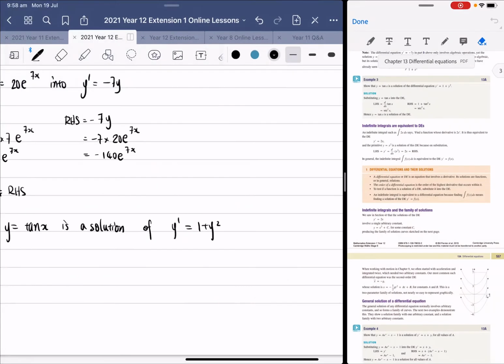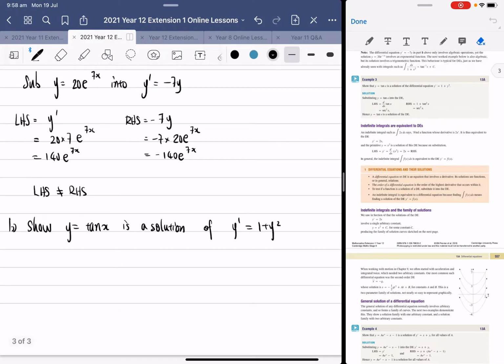Remember you need to use your differentiation methods. You need to know how to differentiate trig functions and inverse trig functions in order to do the questions here. We'll start from the left-hand side, which is y dash, and we need to differentiate this function. The derivative of tangent x is sec squared x. The right-hand side is 1 plus y squared, which is 1 plus tangent squared x, and that is equal to sec squared x. So the left-hand side is equal to the right-hand side. That's how you show that y equals tangent x is a solution to that differential equation.